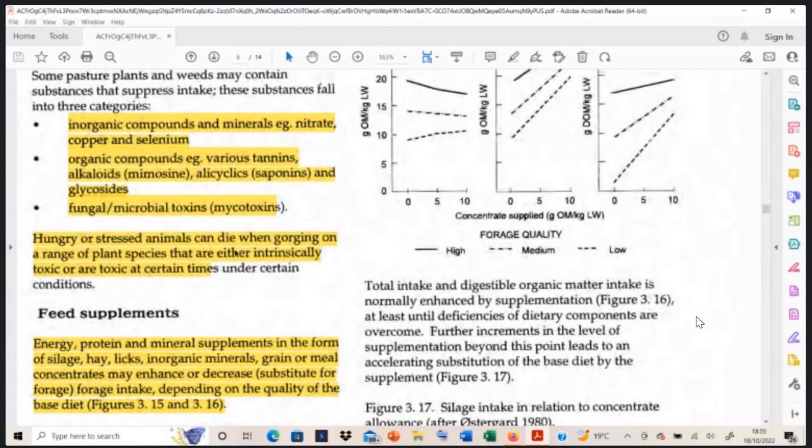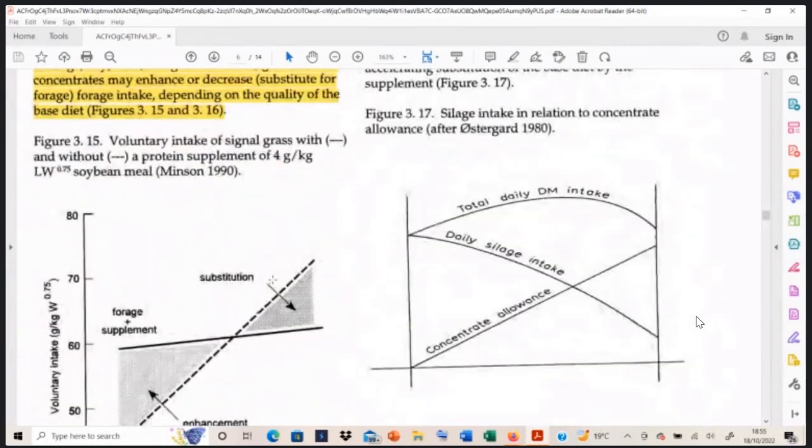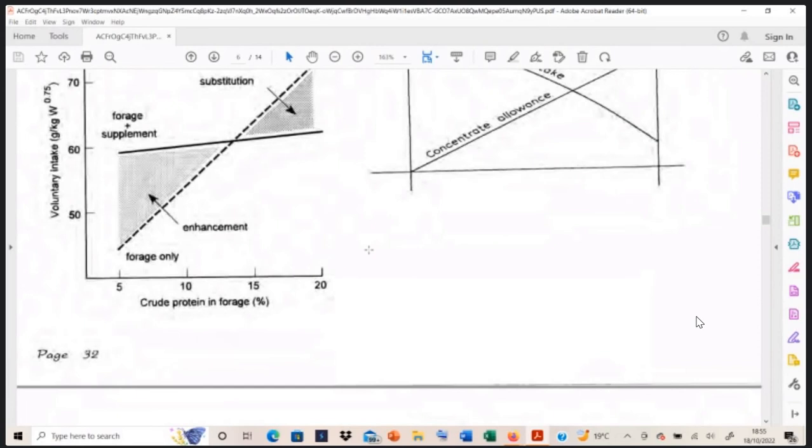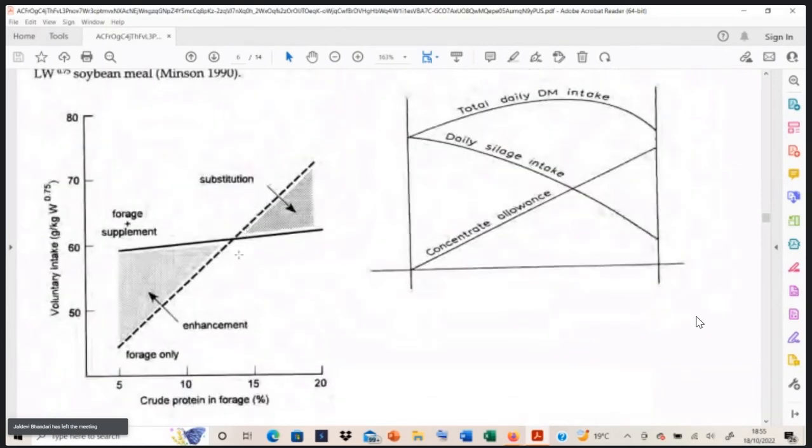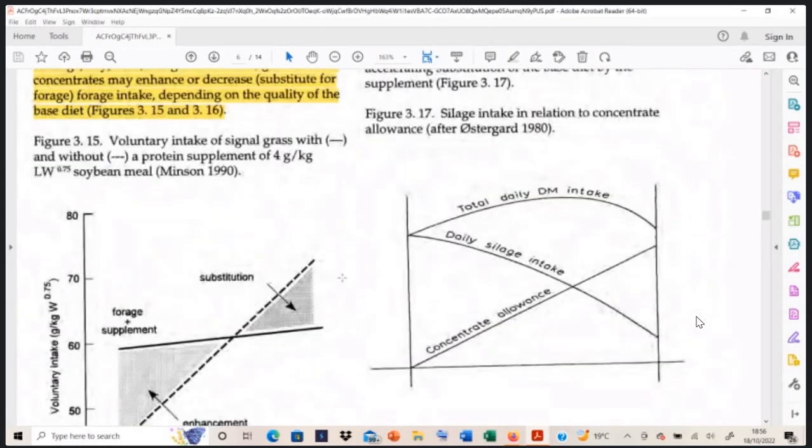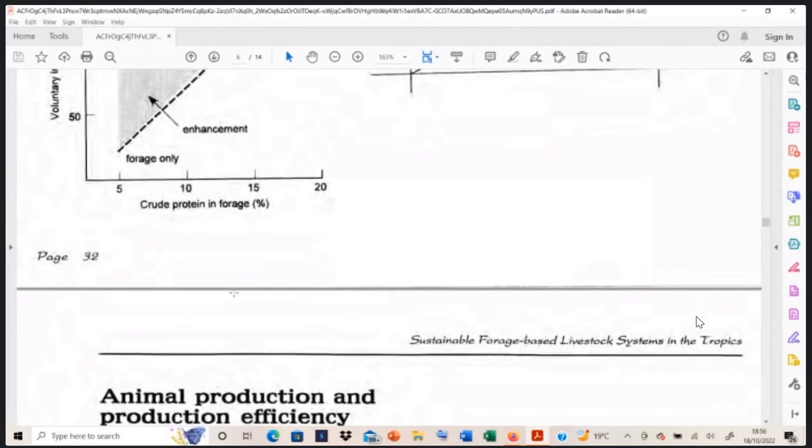Then other things to be considered are the feed supplements. Okay, then please read this figure. It shows how voluntary intake matters, or how the crude protein percentage in the forages improves or declines the voluntary feed intake. Okay, if you are feeding forage only, and it has high protein content, then voluntary feed intake of these forages would also be enhanced. Or for low quality forages, you can substitute some part of it with some concentrate to improve the voluntary feed intake. So they are just vice versa figures, you can understand from these figures.